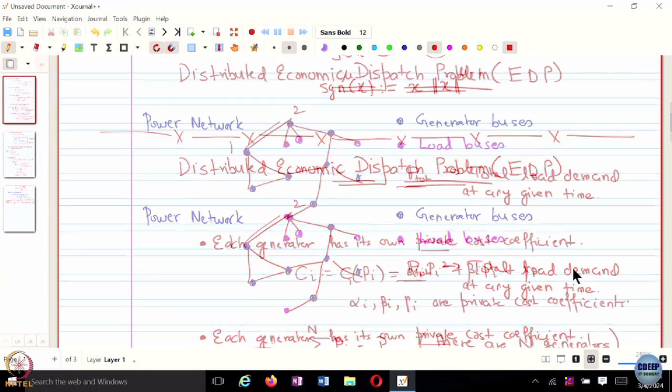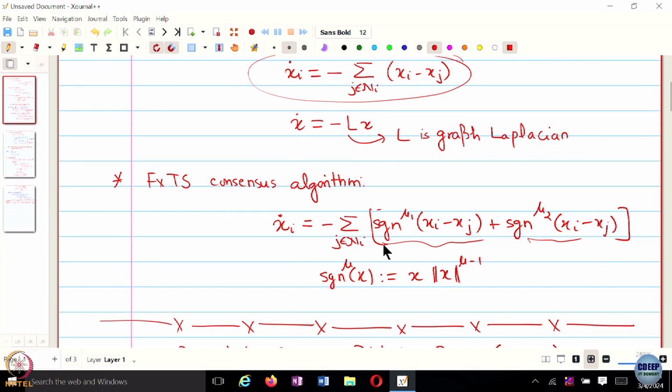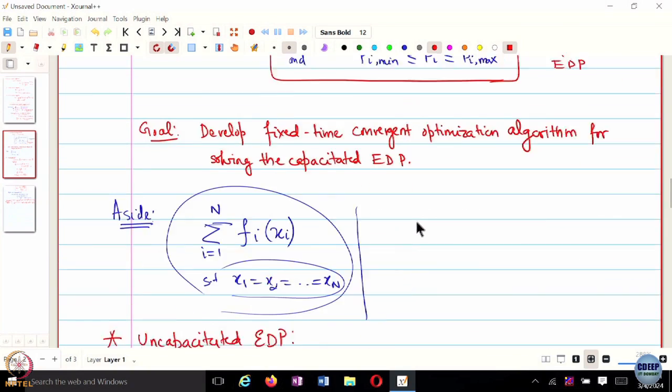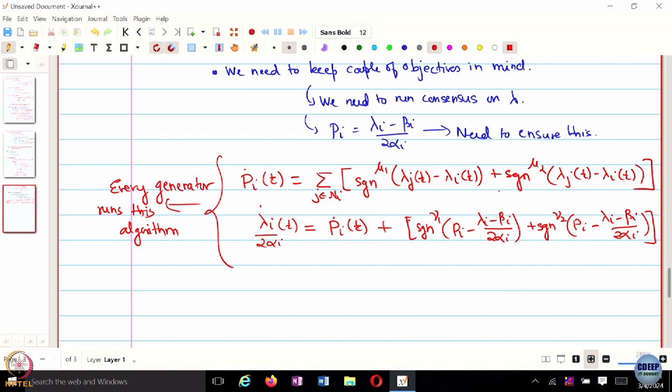So if I look at the fixed time consensus algorithm xi dot, in terms of these quantities, there's a negative here because it's xi minus xj. There I've written it as xj minus xi, so the negative sign is not there, but the right hand side of this basically ensures consensus on xi, right? So a similar kind of consensus algorithm is what I'm using over here.